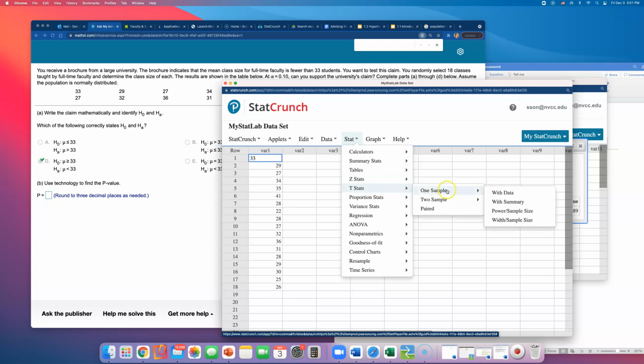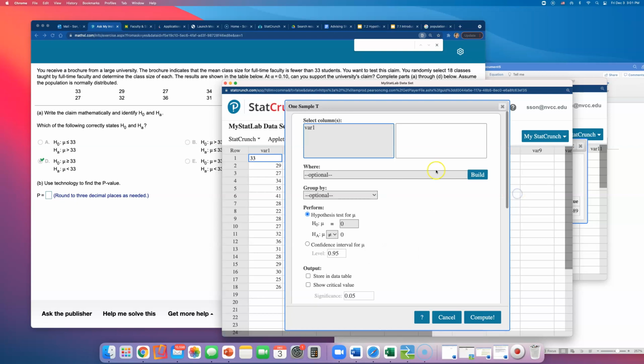We have one sample and we have data typed up in here. So click on that. Click on where the data is saved. And I'm going to use the hypothesis that you identified already. The alternative is saying that mu is less than 33.